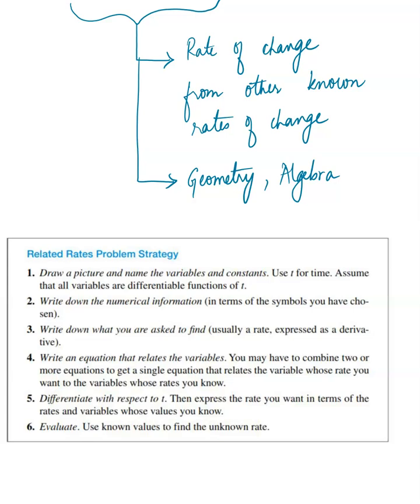Then once you've got that, you'll have to differentiate with respect to time t, and then finally evaluate. Evaluate means to find the value. You see the word value in evaluate, so you know that you are actually trying to find the information on the missing variable, or in this case the missing rate. And let's begin with the first problem.